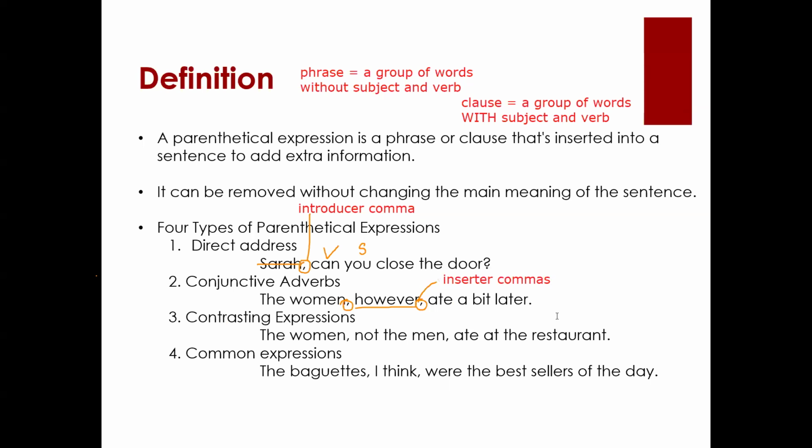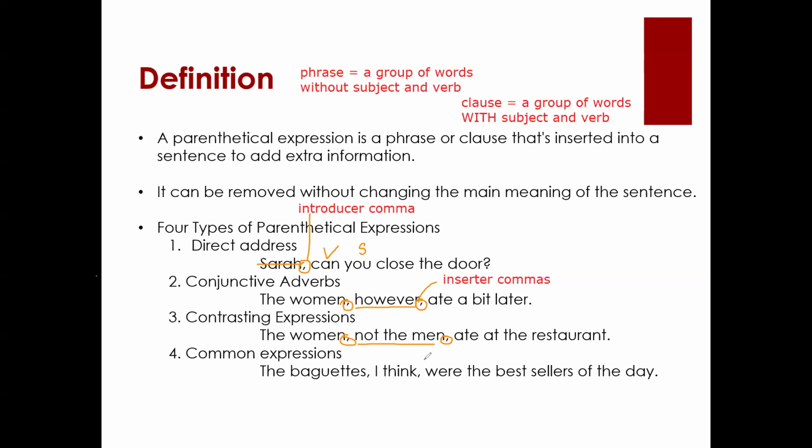Now, the third type of parenthetical expression is contrasting expressions. So a negation. The women, not the men, ate at the restaurant, right? This is contrasting with the women in the beginning, so comma, comma here. And this is a phrase because not the men is a group of words without subject verb.